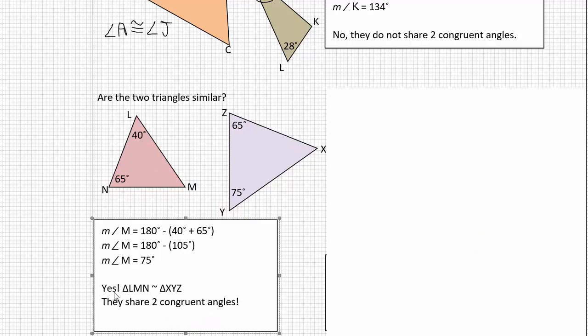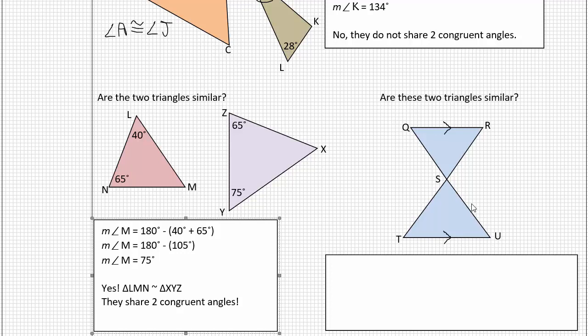And here's how we officially write it out. So we would say yes, and here's our similarity statement. We say that triangle LMN is similar to triangle XYZ. And the reason we know this is that they share two congruent angles. Let's go ahead and take a look at our third and final problem.